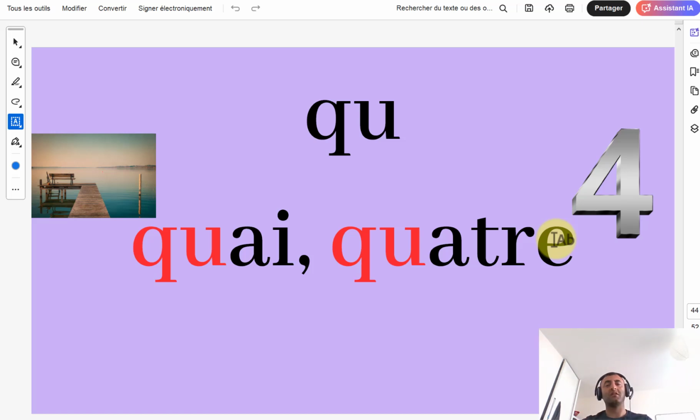Alright, this one, interesting. When you see Q and U together, it's simple K. It's not Q, it's simple K. Like here, K, E. So it will be K, right? It's not Kue. It's not Kuai. It is simple K. Alright. K, it's this one, platform. And also 4 is quatre. It's not quatre. It's quatre. Simple K.